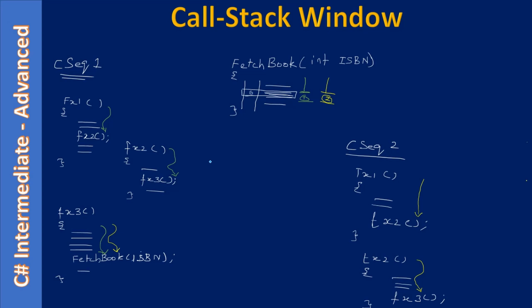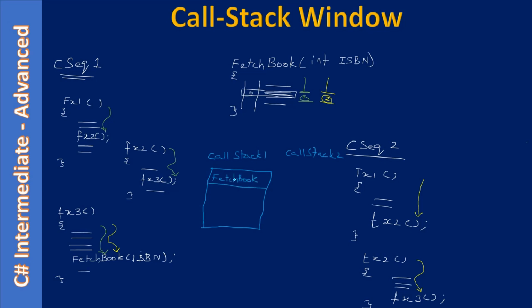So at this stage we can look at the call stack. There will be two call stack windows, call stack 1 and call stack 2. Let's state that the breakpoint is hit. So let's take this sequence. When the breakpoint is hit, call stack 1 will show the most recent function at the top. The most recent function is where the breakpoint is hit, fetchBook. So it will show fetchBook here.